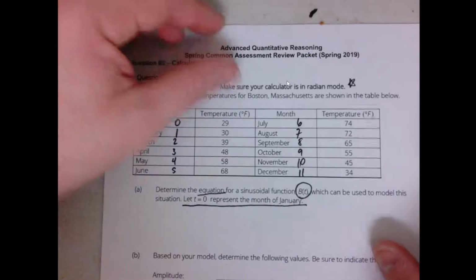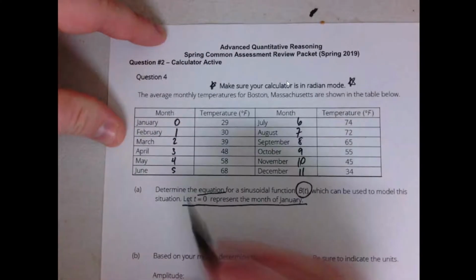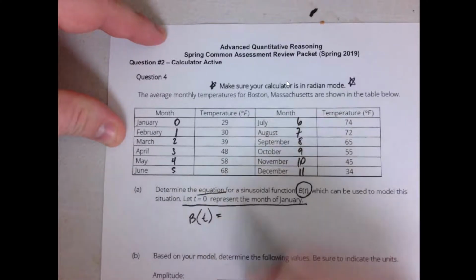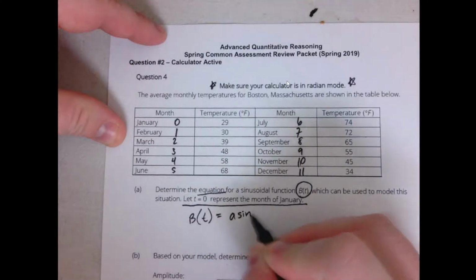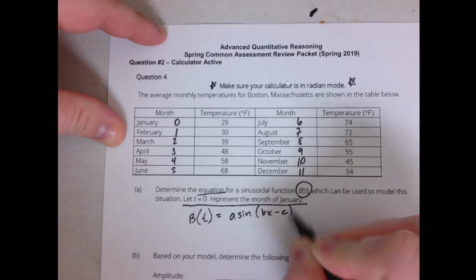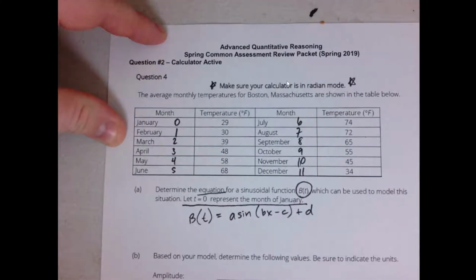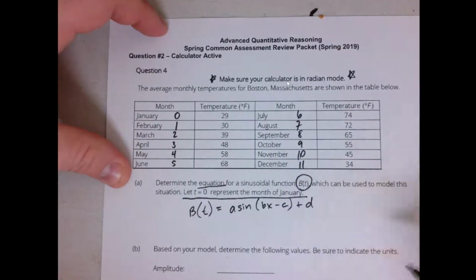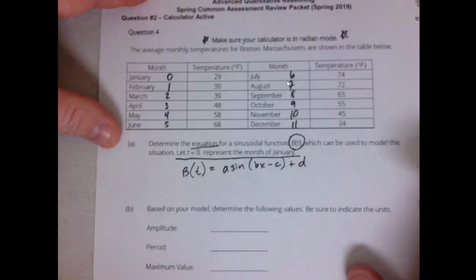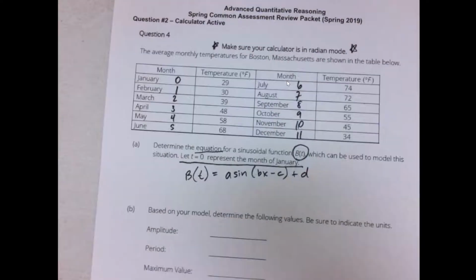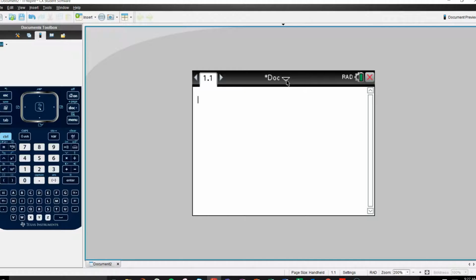Okay, they're asking for a sinusoidal model function, so this is what it's going to have to look like. B of t equals a times sine of bx minus c plus d. That is the form of the function that our answer needs to look like in order to get full credit here. Okay, so we got to go over to our calculator. Keep this table handy in front of you because that's what I'm going to be referencing.